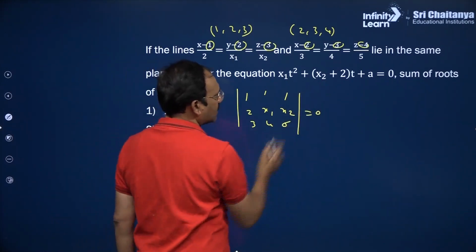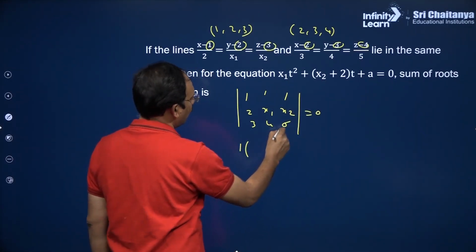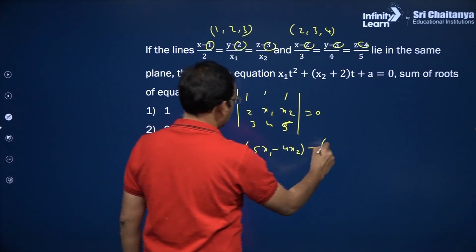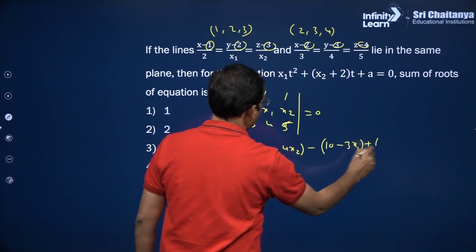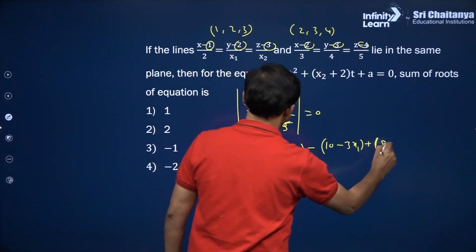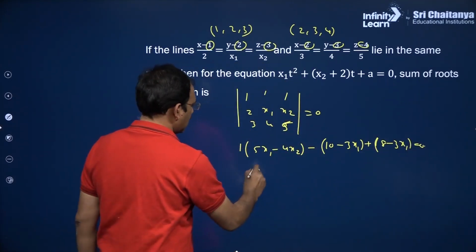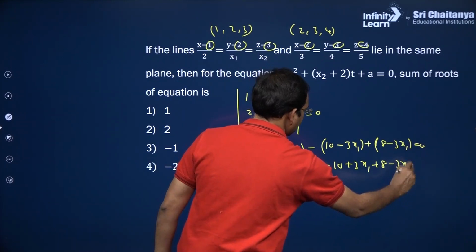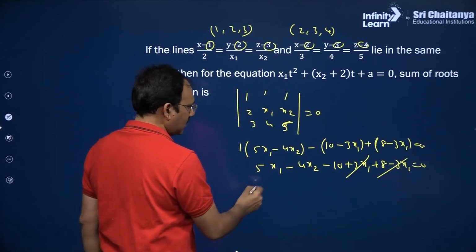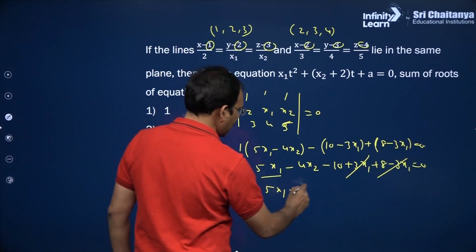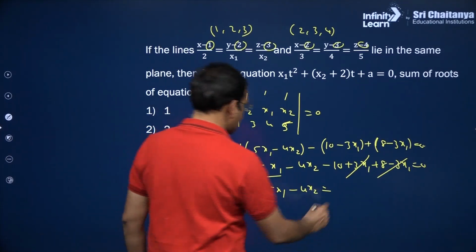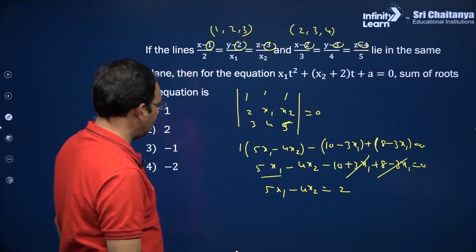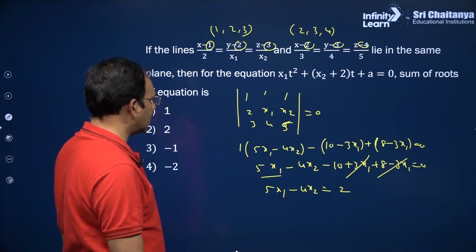So if you expand this, you are going to get this x2 plus 2 value, because 1 into 5x1 minus 4x2 minus 1 into 10 minus 3x1 plus 1 into, you can write 8 minus 3x1 equal to 0. This is 5x1 minus 4x2 minus 10 plus 3x1 plus 8 minus 3x1 equal to 0. Minus 3x1 plus 3x1 got cancelled. You are left with 5x1 here minus 4x2 here is going to be 10 minus 8, which is 2, my dear friends. You just check here, see 5x1 minus 4x2. Actually x2 plus 2 value you have to get in terms of x1, my dear friends.